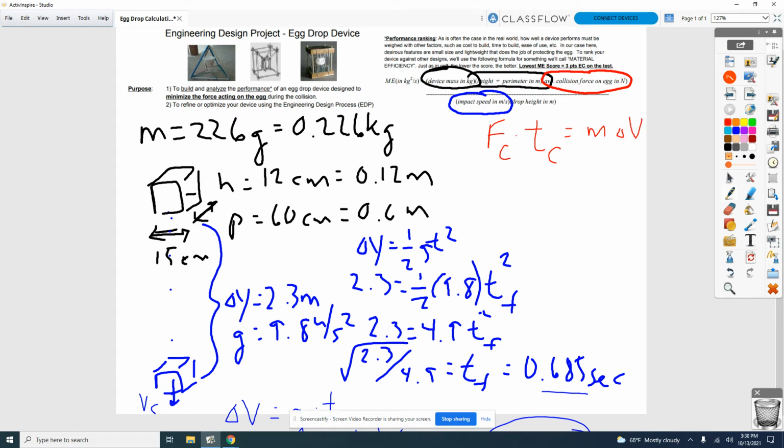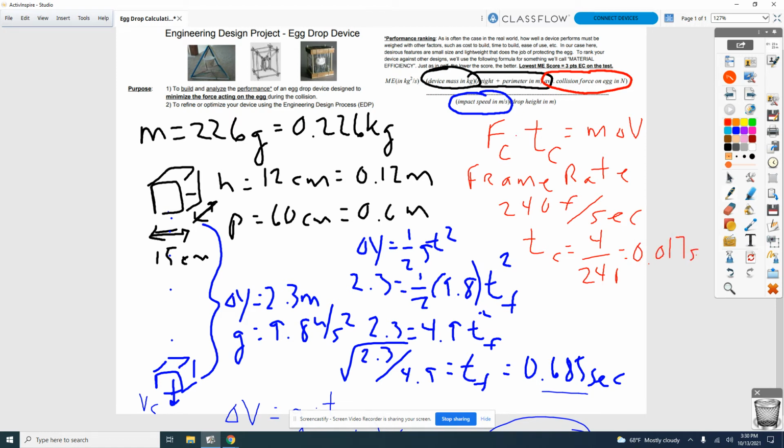Now, the time of the collision is found through that counting of frames. For my example, it took 4 frames for it to come to a stop. Now, my frame rate is 240 frames per second. So if it took 4 frames to stop, the time of the collision would be 4 over 240 seconds. That's 0.017 seconds. So it's a very sudden stop. Hence, that force is fairly large.